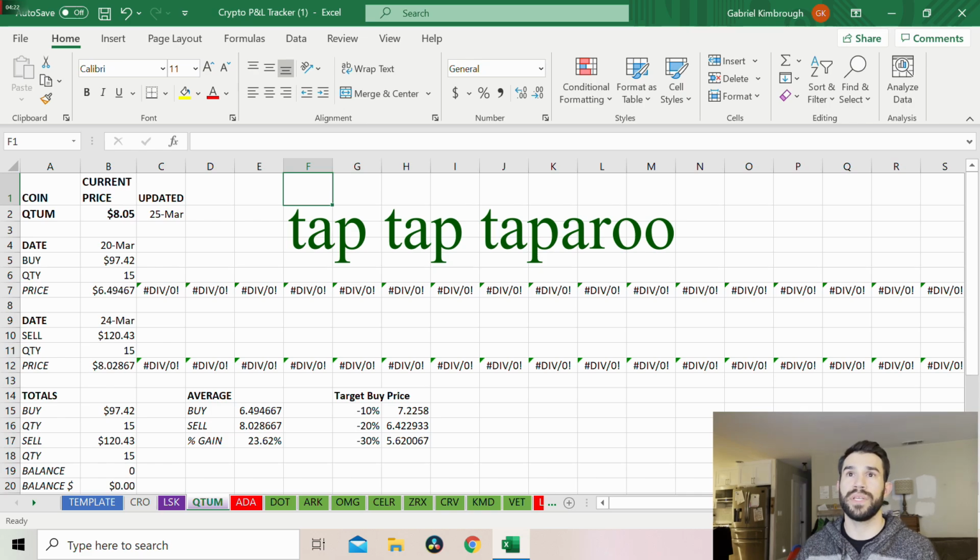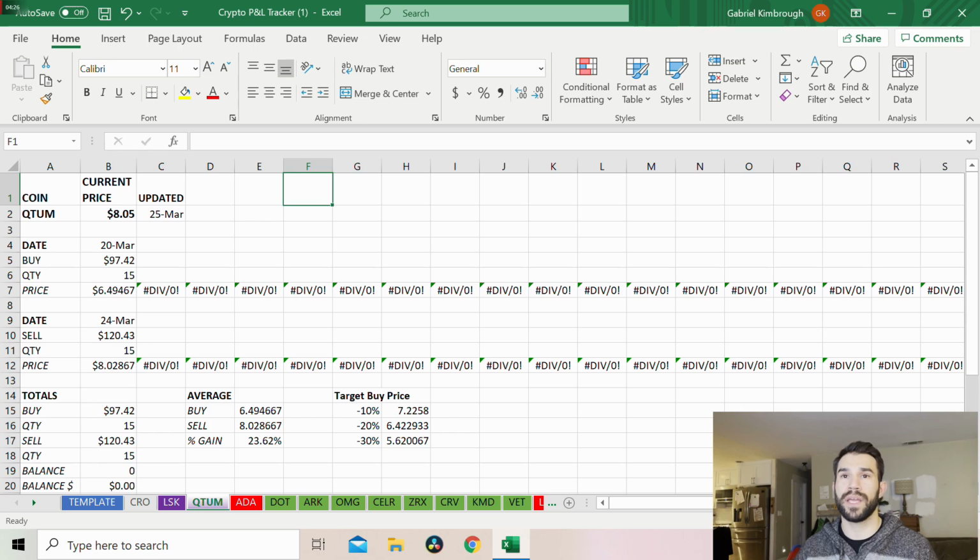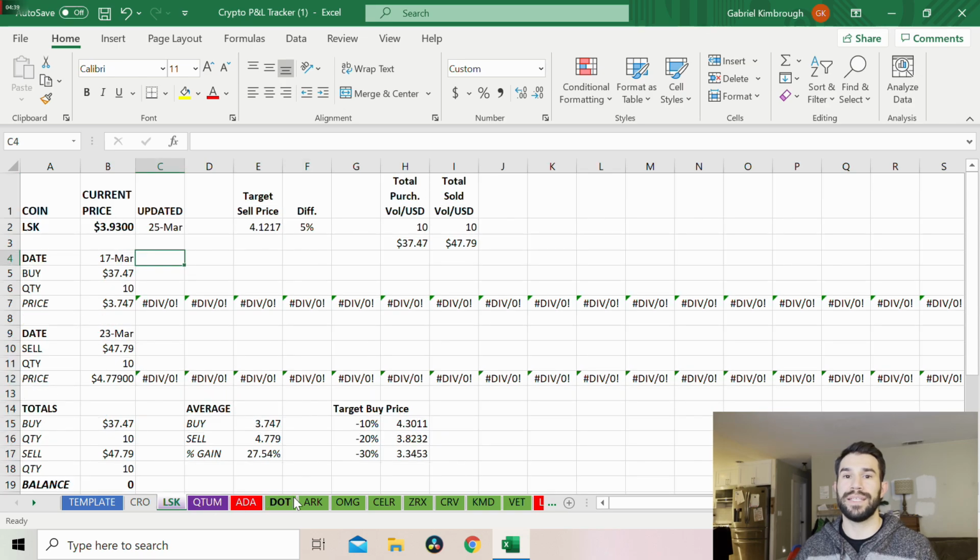So what I did is I put together a quick little spreadsheet here. Nothing too complicated. I'm going to be updating this as I go and making it a little bit more appealing to the eye, but I'll just jump in and show you how I track whether I have a profit, whether I have a loss, how I'm tracking towards my target sell and buy prices. As you'll see down here at the bottom, I have the different types of cryptocurrencies that I am currently in.